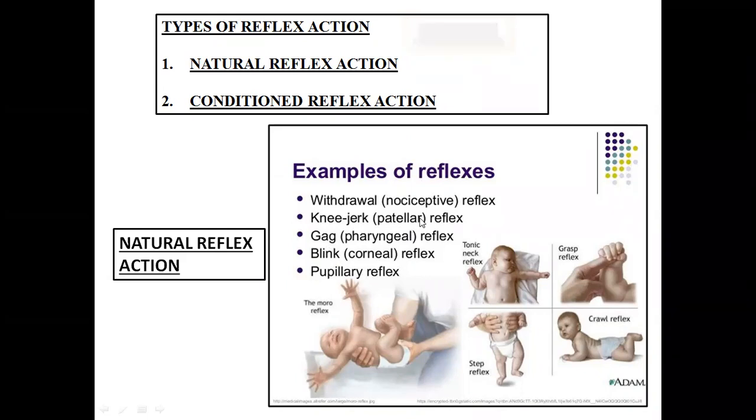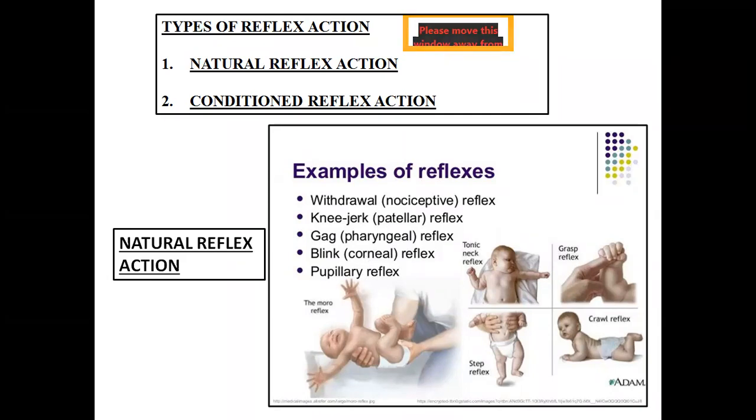Then the gag reflex or pharyngeal reflex, where you need to swallow. Swallowing is not learned from the beginning. Whenever you put anything in the mouth of a newborn baby, they instantly swallow it. Next is the blink reflex. Whether we try or do not try, we cannot stop blinking our eyes.